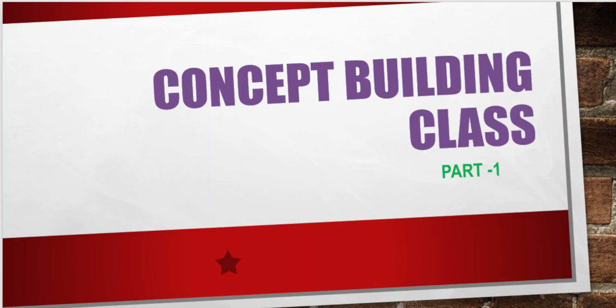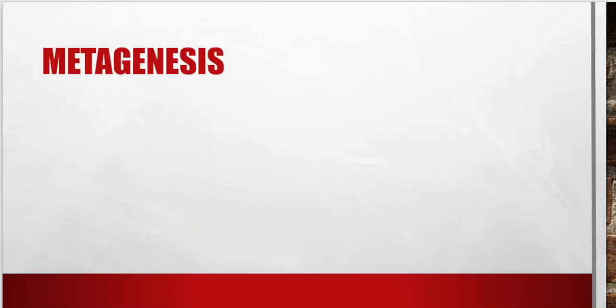Hello everyone. Today we are going to speak about some confusing words which start with the letter M in biology. So here we go with the words. The first word is metagenesis. Metagenesis means that there is alternation of generation.